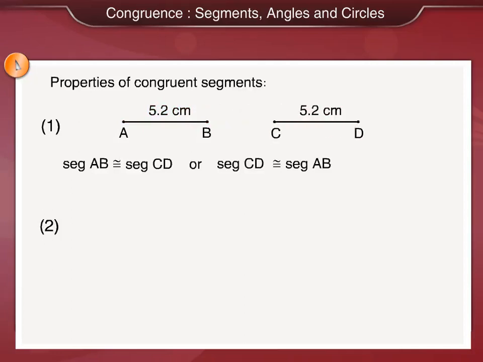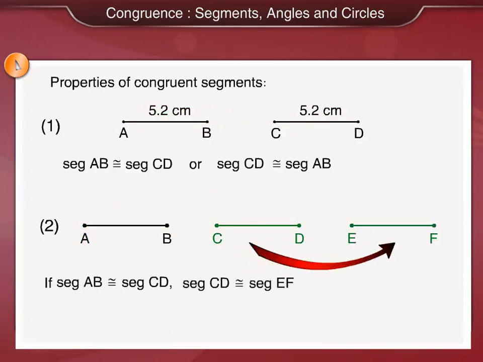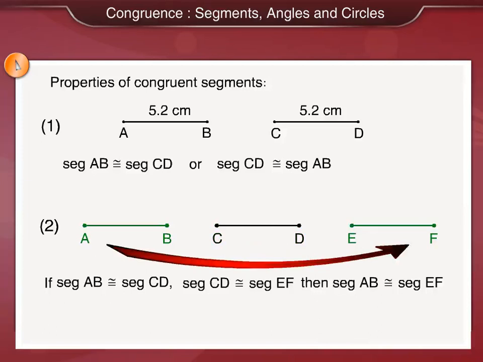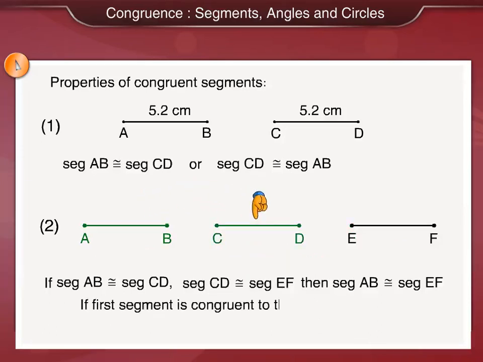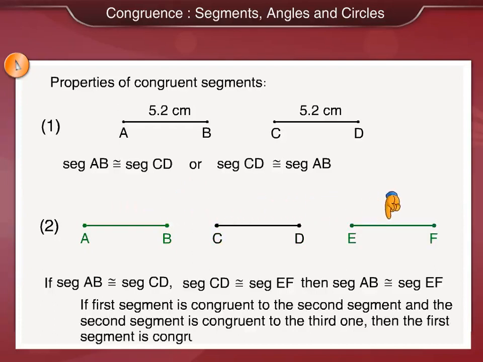If segment AB is congruent to segment CD, and segment CD is further congruent to segment EF, then segment AB is congruent to segment EF. Therefore, if the first segment is congruent to the second segment, and the second segment is congruent to the third one, then the first segment is congruent to the third segment.